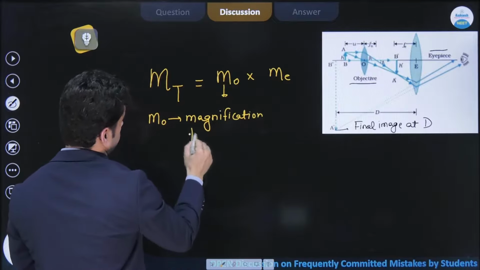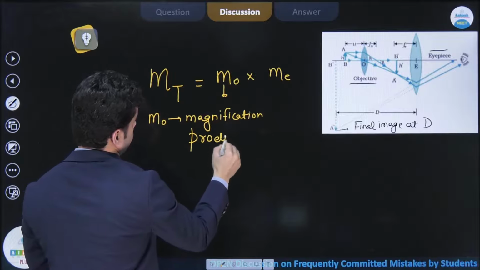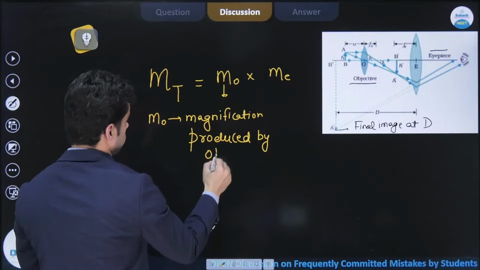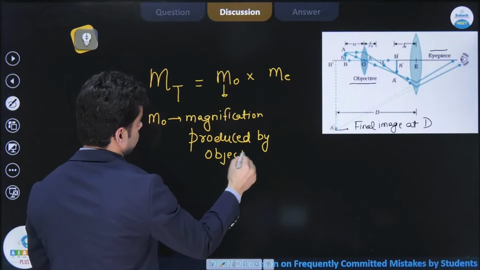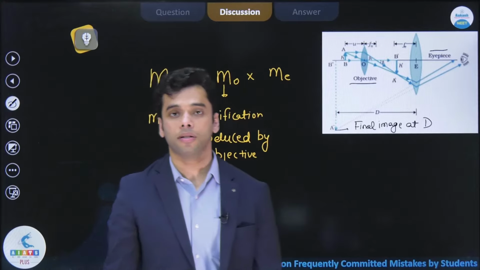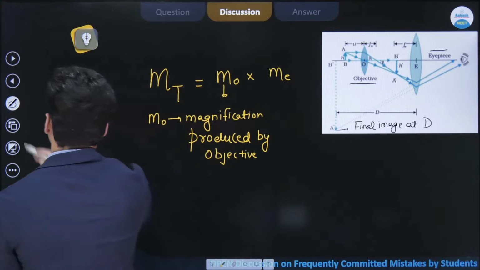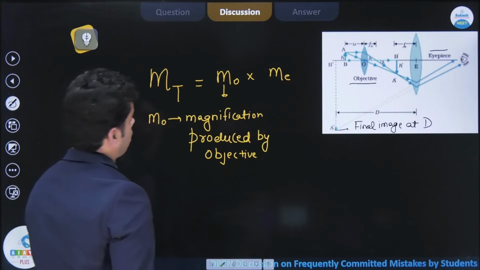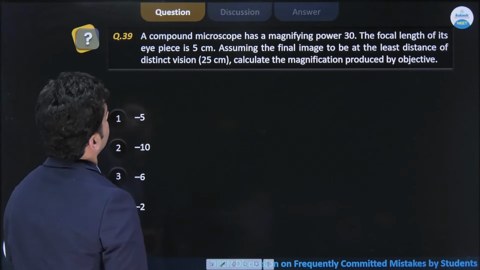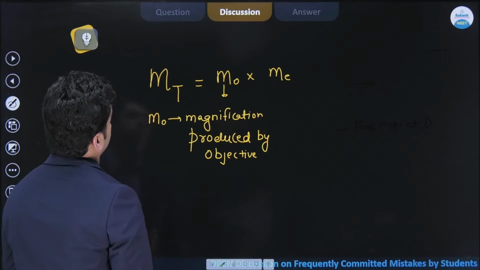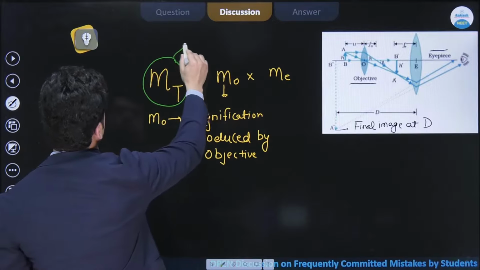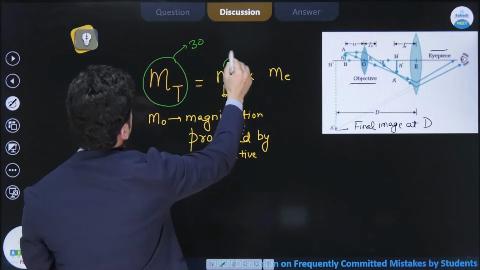Magnification produced by objective. Similarly, ME is the magnification produced by eyepiece. ठीक है? So now to get back to the question, total magnification is given to me as 30. Okay, so this total magnification, this part is given to me as 30. I need to figure out this part.